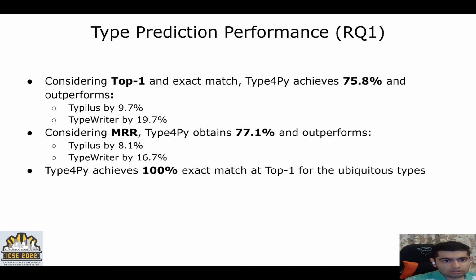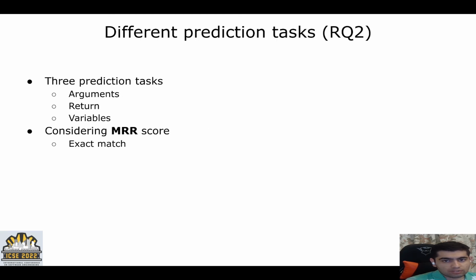Considering top 1 and MRR, Type4Py significantly outperforms both Typilus and TypeWriter. Also, Type4Py obtains 100% exact match at top 1 for overfitted types, which is remarkable. In the second research question, we consider 3 prediction tasks: arguments, return values, and variables, and we also consider MRR score and exact match here.